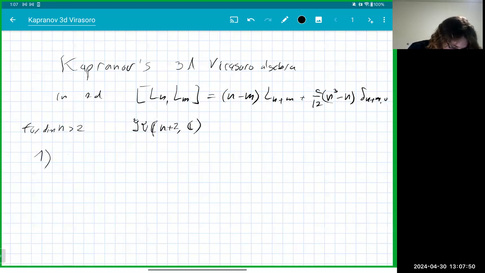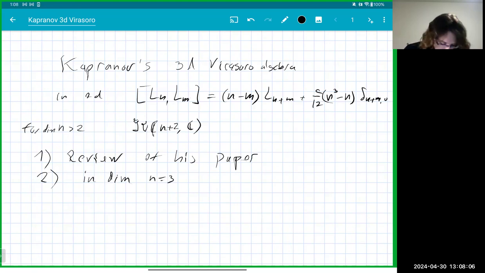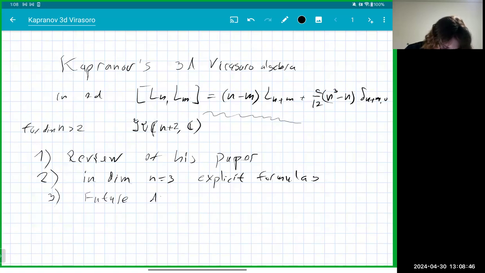I'll first give a review of his paper. I think it's a very nice paper. And then I'll try, in dimension 3, to write it down explicitly in terms of generators and relations. Kapranov's answer is very abstract, and what I did was try to play with it in coordinates and see how the commutation relations look. It's just more convenient for me to play with explicit formulas. Then I'll tell what I wish could be done and what's not done yet, in future directions.